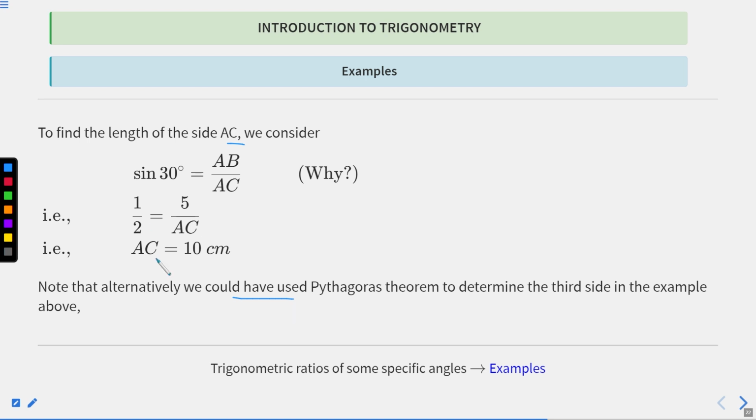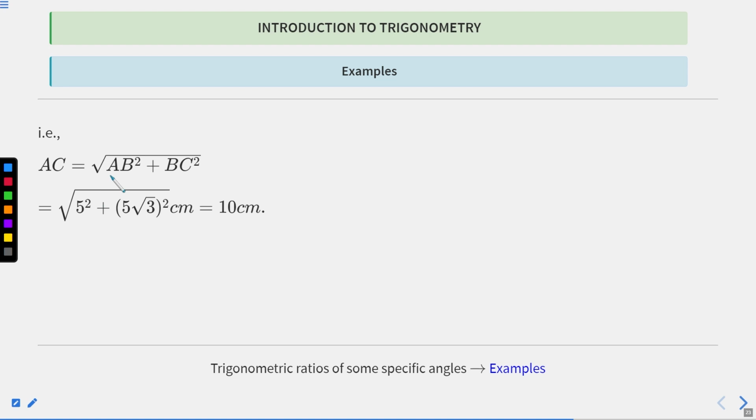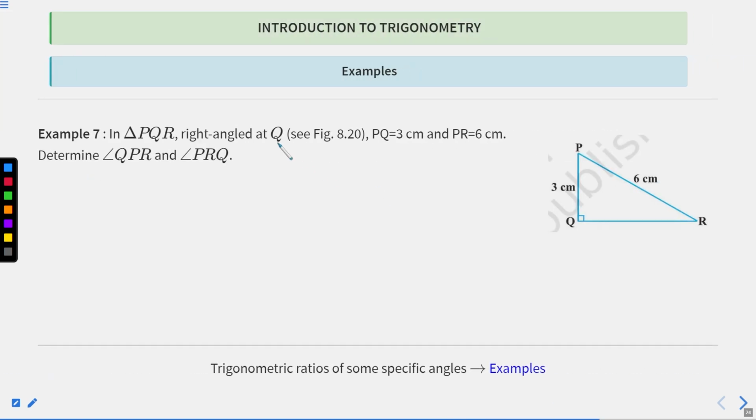So for finding AC here we can also use Pythagoras theorem. That is AC is equal to square root of AB square plus BC square. Okay, the length of AB is equal to 5 and the length of BC is equal to 5 times root 3. So AC is equal to square root of 5 square plus 5 times root 3 whole square, that is equal to 10 centimeter. Okay, and now let us move to another example.